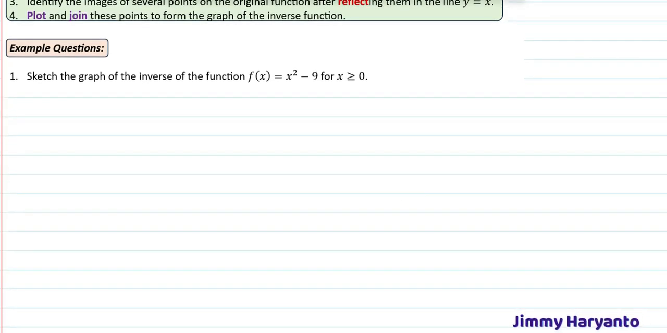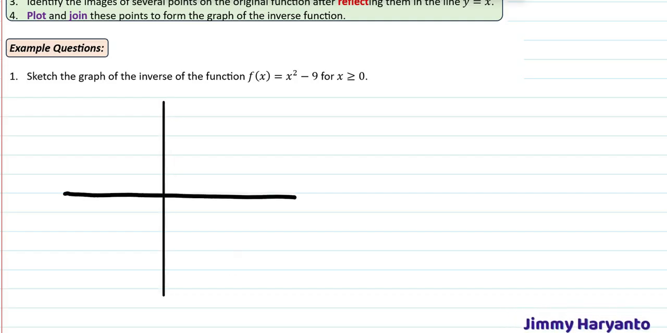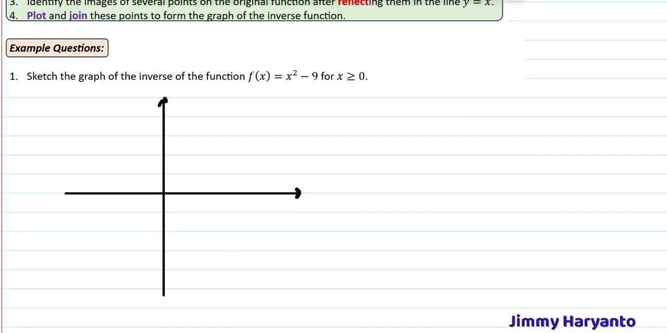Okay, so first let's try to sketch the inverse function of x squared minus 9. For the x squared minus 9, you can use the previous lesson to draw it, f(x) equals x squared minus 9. The steps are find the x-intercept, y-intercept, and then create the table, but I will skip that part because we already learned that in the previous meetings.